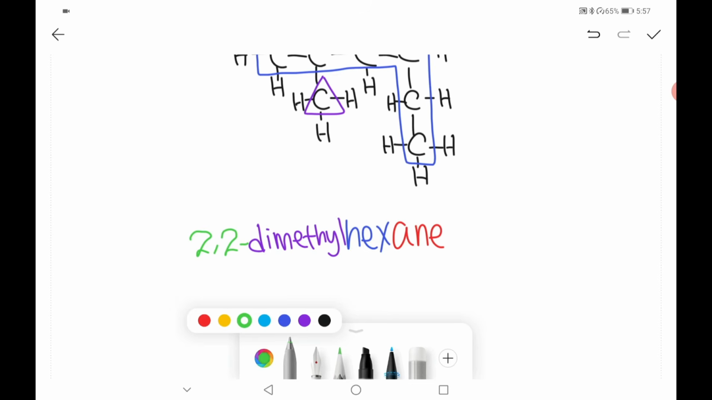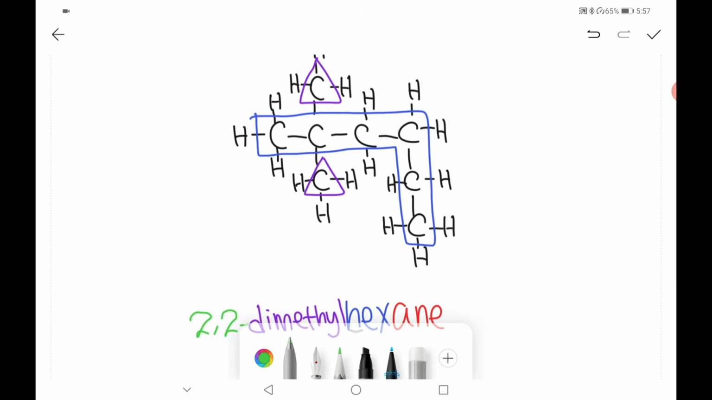And you can count again from the opposite side. If you count from the opposite direction, this is 1, 2, 3, 4, and 5. If you go from the right to the left, then now the number is 5.